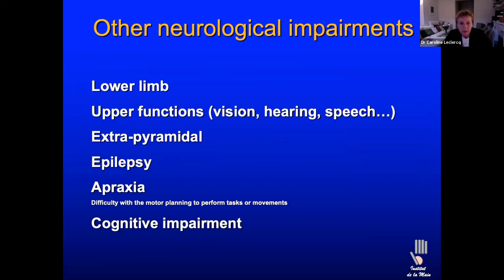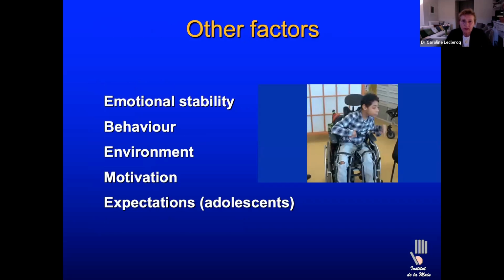Extrapyramidal signs, they have epilepsy. Apraxia can be a big problem, and this is a difficulty with planning a movement. And also the cognitive impairment, although cognitive impairment, to me and to many others, is not a contraindication even to functional surgery. Other factors are important.